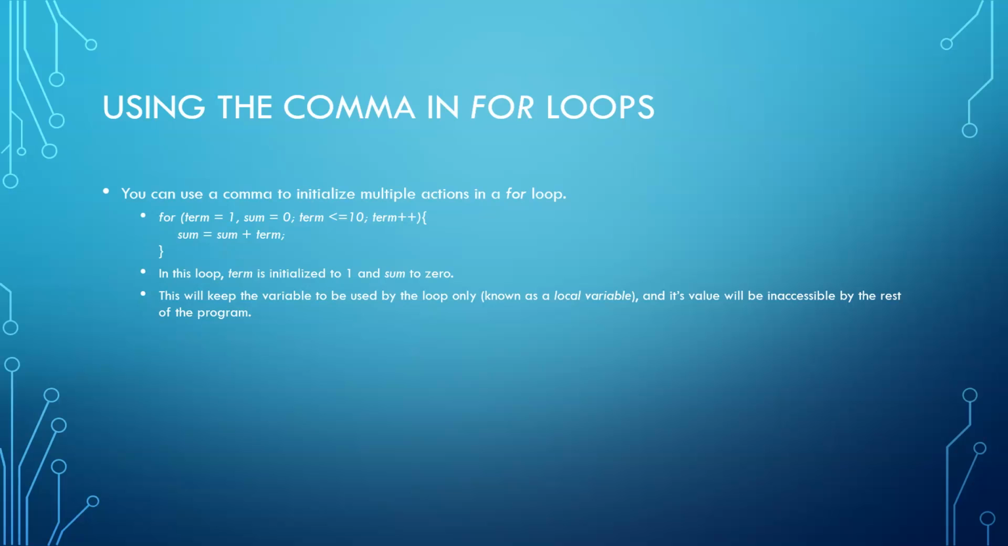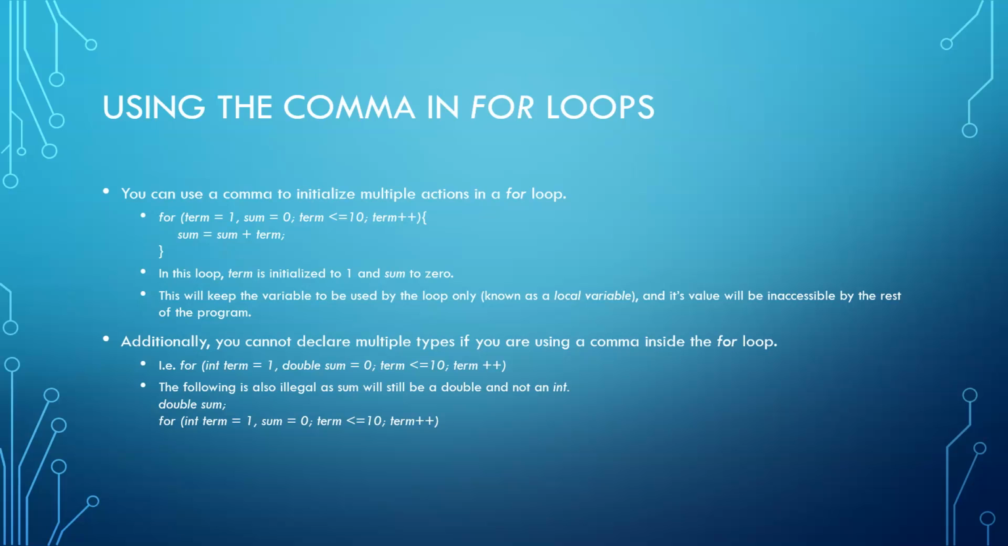This will keep the variable used by the loop, known as the local variable, and its value will then be inaccessible by the rest of the program. Additionally, you cannot declare multiple types if you're using a comma inside of the for loop.